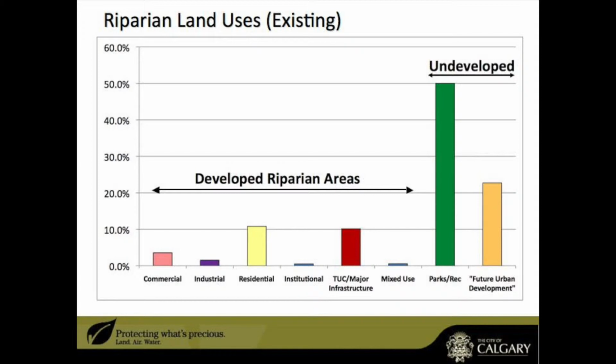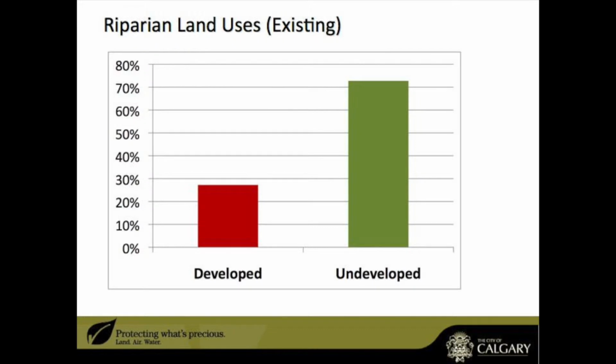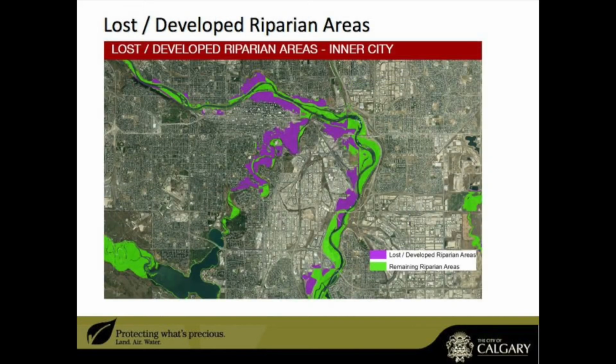And then the undeveloped riparian areas consist of two components. That's existing designated parks and recreation areas, and also the future urban development category. That's just the category used by the city land use planners. It's basically the agricultural lands on the margins of Calgary. This is a simpler graphic showing that currently, of all the rivers and streams we looked at in Calgary, just under 30% of riparian areas have been developed, and in fact about 70% is undeveloped.